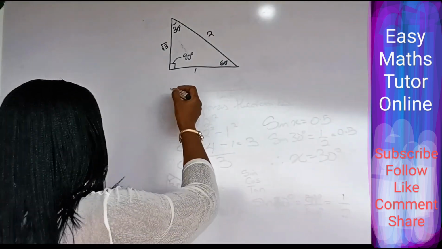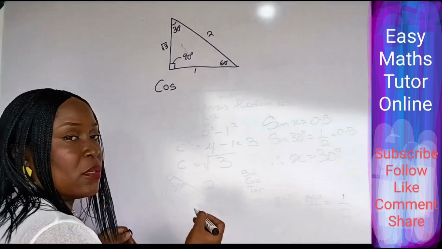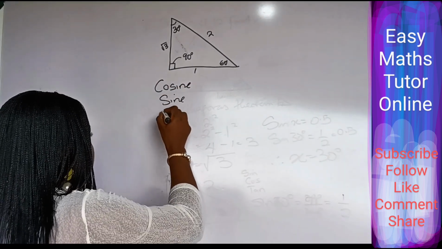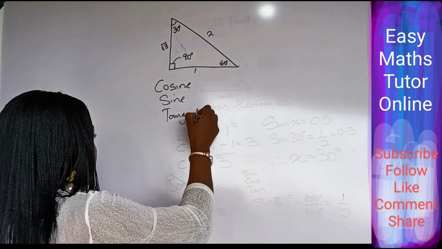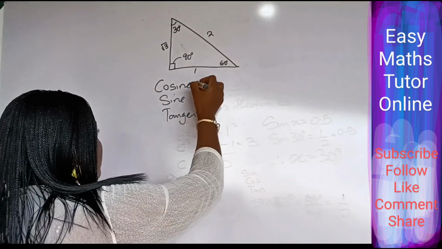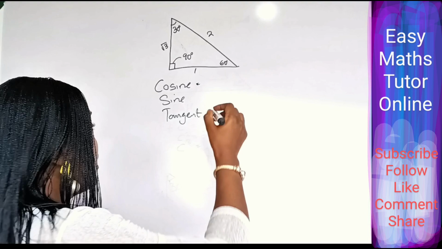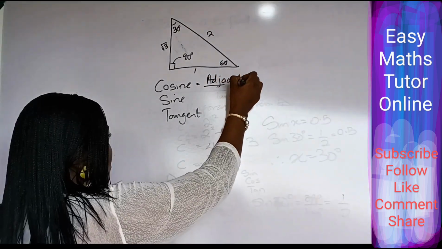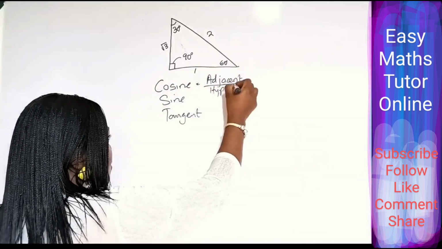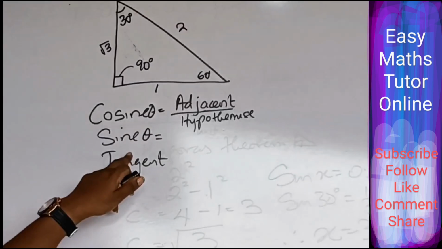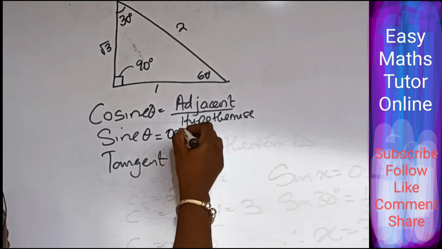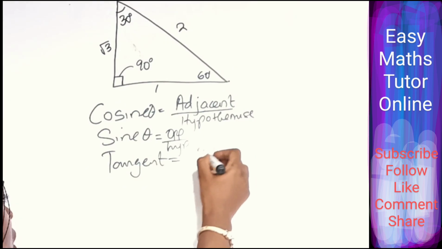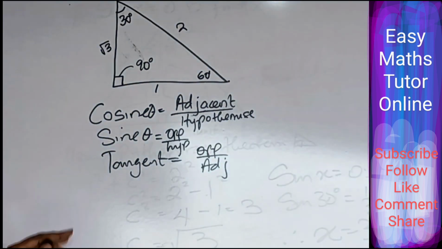Trigonometric ratios include the cosine, the sine, and the tangent. For every right angle triangle, the cosine stands for the adjacent over the hypotenuse. The sine of the angle stands for the opposite over the hypotenuse, while the tangent stands for the opposite over the adjacent.